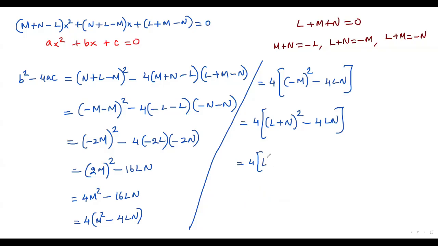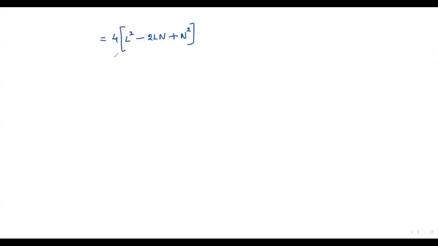Then we get L square positive 2ab, that means 2 times L times n, positive b square, that is n square, negative 4ln. Okay, then we have 4 times here L square. We can combine this positive 2ln and negative 4ln. When I combine them, I am getting negative 2ln positive n square. Okay, now let me continue on the next page. This is the last step we had on the previous page.